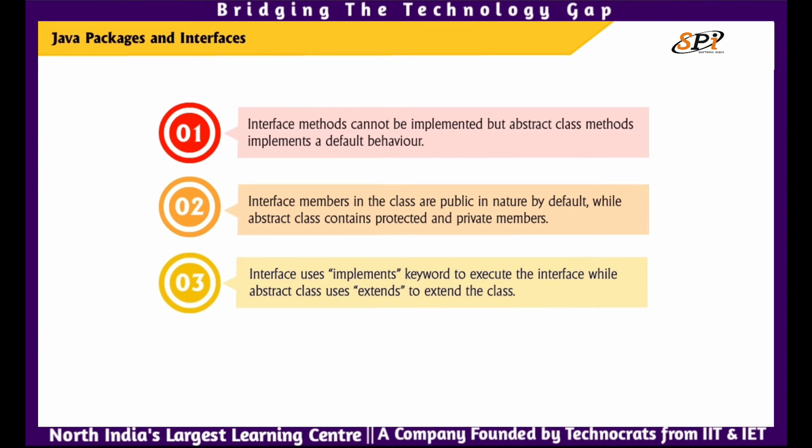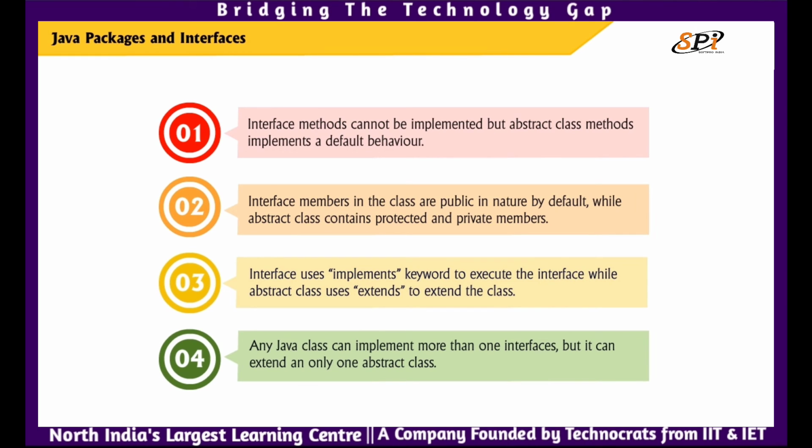A Java interface uses the implements keyword for the execution. A Java abstract class uses the extends keyword to extend the class. Any Java class can implement more than one interface, but it can extend only one abstract class.